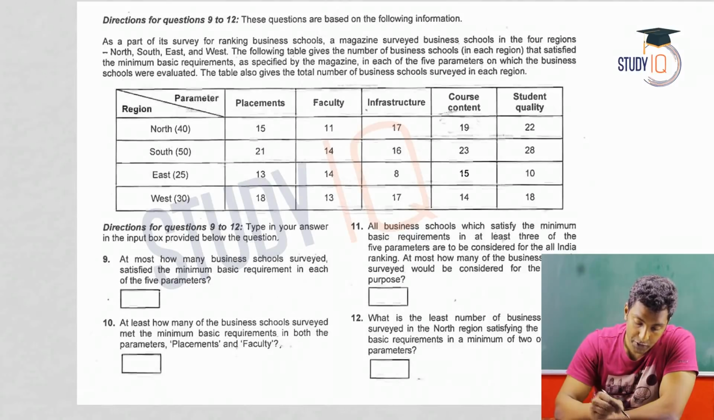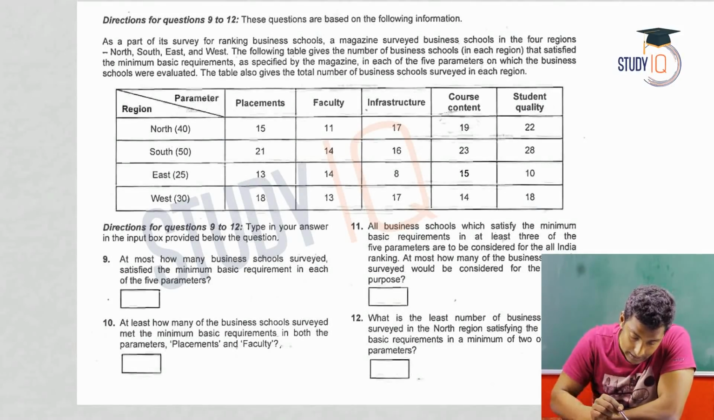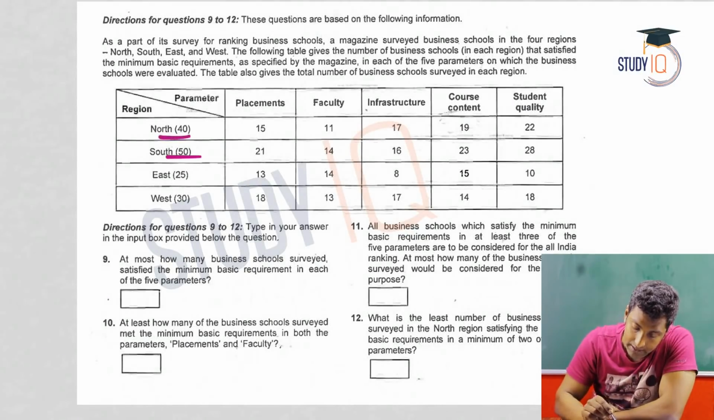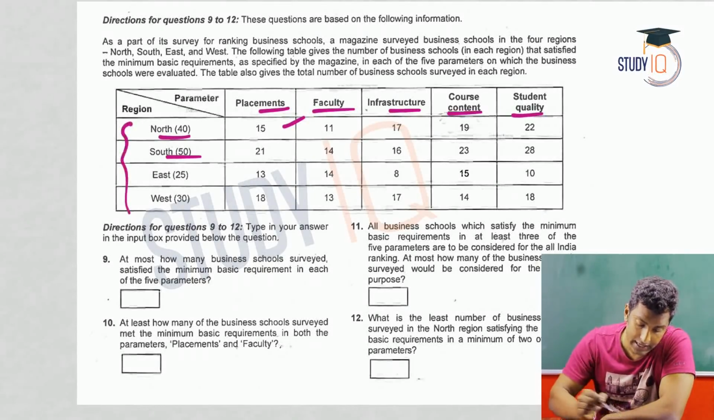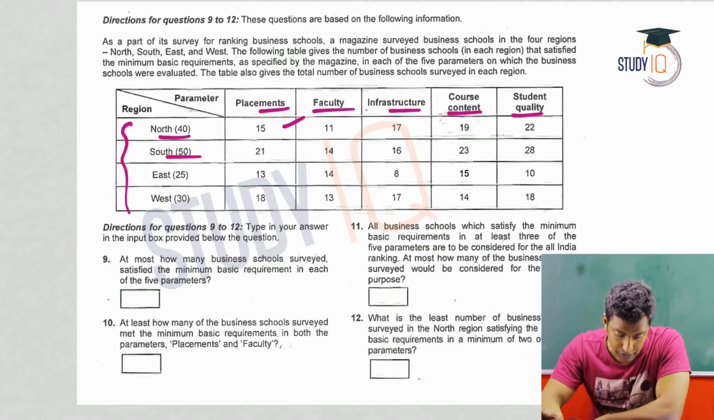So okay friends, I hope you got the answer. What they're saying is the number of business schools, right? And it is listed on the basis of 5 parameters, right? Placements, faculty, infrastructure, course content, student quality, and regions. Okay, north there are 40, south there are 50, east 25, west 30.